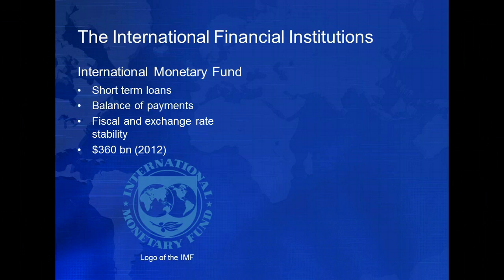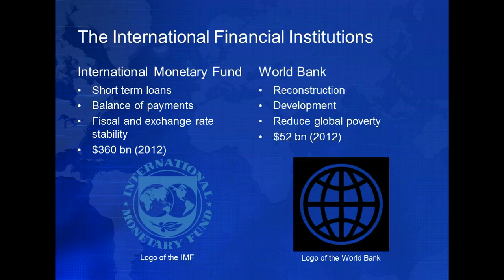The World Bank was established to directly aid in the reconstruction of Europe by providing long-term development loans to member states. As Europe rebuilt and the former colonial states began to secure their independence, the World Bank shifted its focus to help achieve development in the global south. Today, the World Bank's official mission is to help reduce global poverty. The World Bank has a total lending capacity of about $52 billion, about 1/7 that of the IMF.